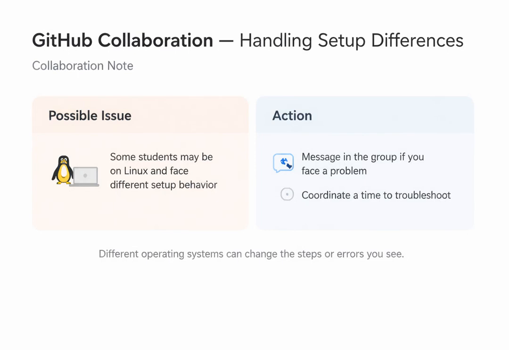Then the instructor touches on collaboration realities. If someone is using Linux, their setup might behave differently, and they might hit different issues. The instruction is to message in the group if there's a problem and then coordinate a time to resolve it. This is a practical reminder that environment differences can affect development steps and error messages.